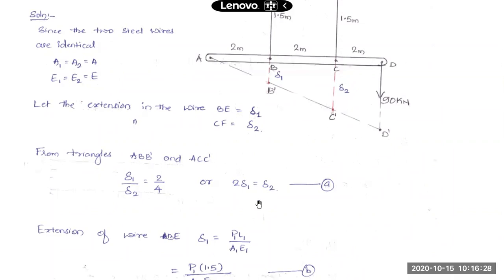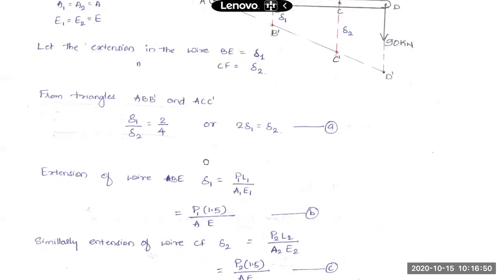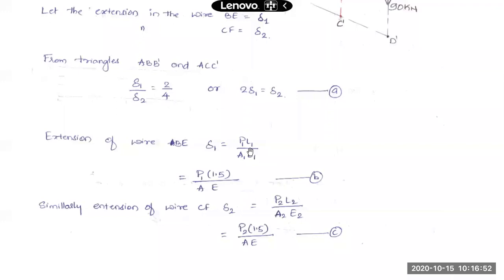That gave me delta 1 by delta 2 is equal to 2 by 4, or 2 times delta 1 is equal to delta 2. This is one relation we obtained. Then we went for writing the expression for delta. Deformation in any member, delta, is given by PL by AE. That is applied for wire BE and wire CF: P1 L1 by A1 E1, and for CF it will be P2 L2 by A2 E2.